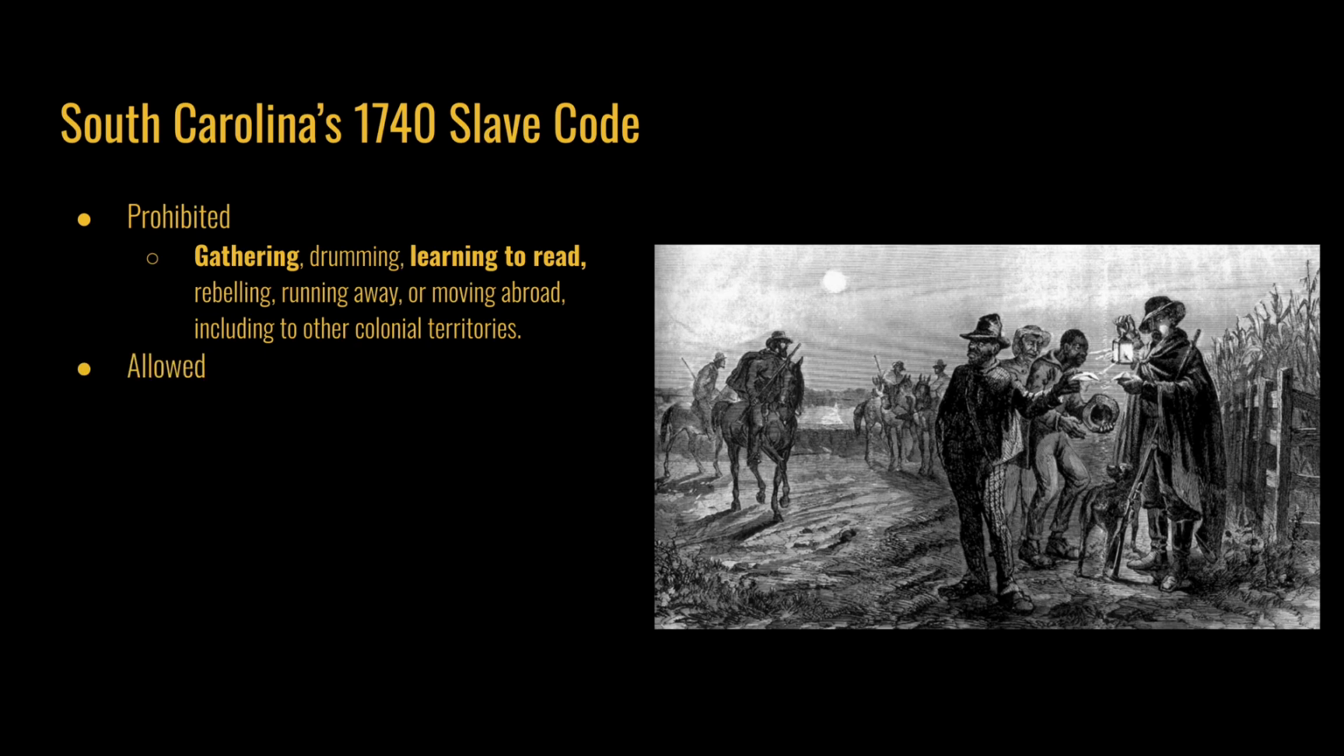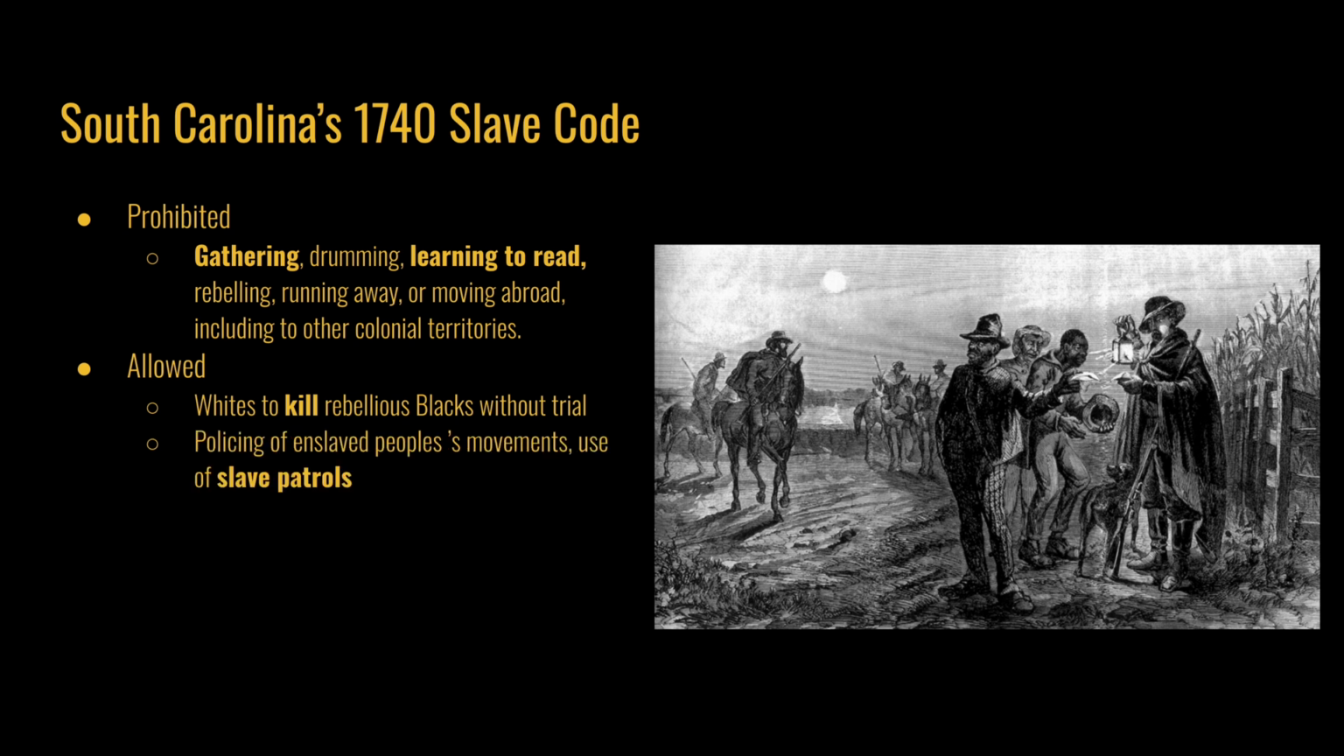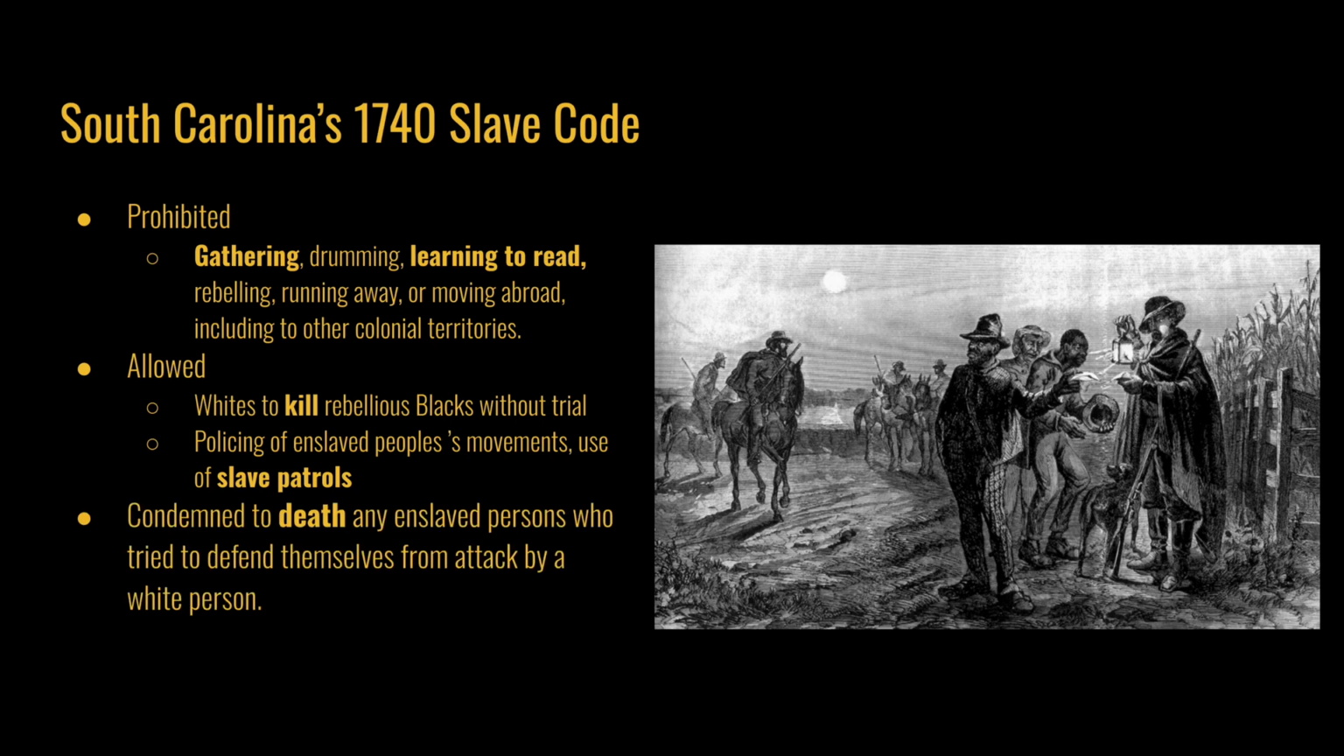It also allowed enslavers to kill rebellious blacks without a trial and to police the movement of enslaved people using slave patrols. Slave patrols were groups of armed men who monitored and enforced discipline on plantations. It also condemned to death any enslaved person who tried to defend themselves from an attack by a white person. You can see that not only were black enslaved people being further limited in their freedoms, but they were also being treated much more as expendable than as human beings.